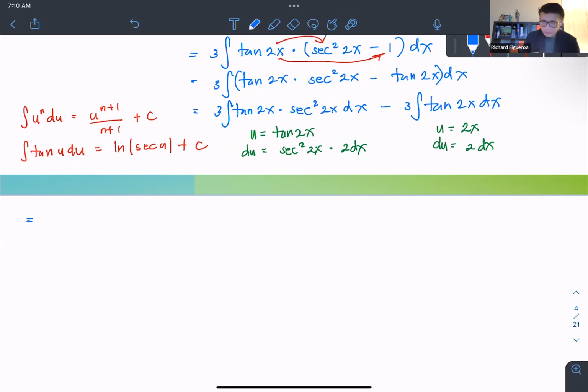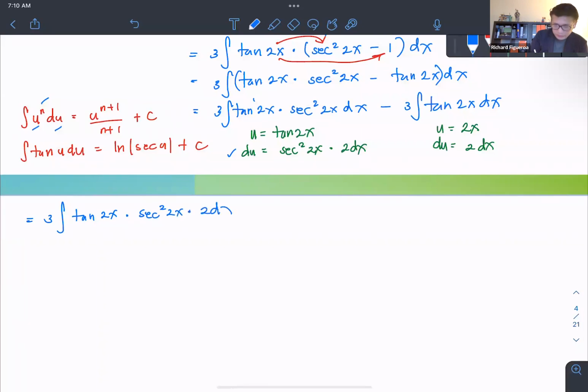So now we write 3, then the integral, so it's u. Our u is tangent 2x. Our n is 1. Okay? So we just leave it. Then we have our du. So our du is this, which is secant squared 2x times 2 dx. So we are in excess of 2. Therefore, we divide this one by 2, or we neutralize it by multiplying it with 1/2.